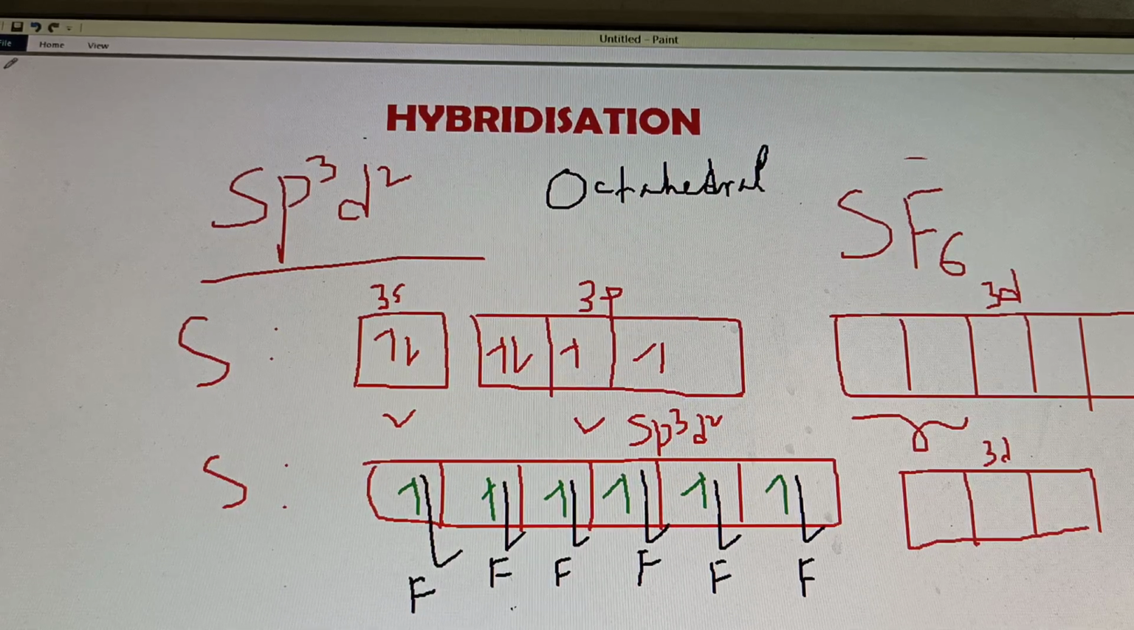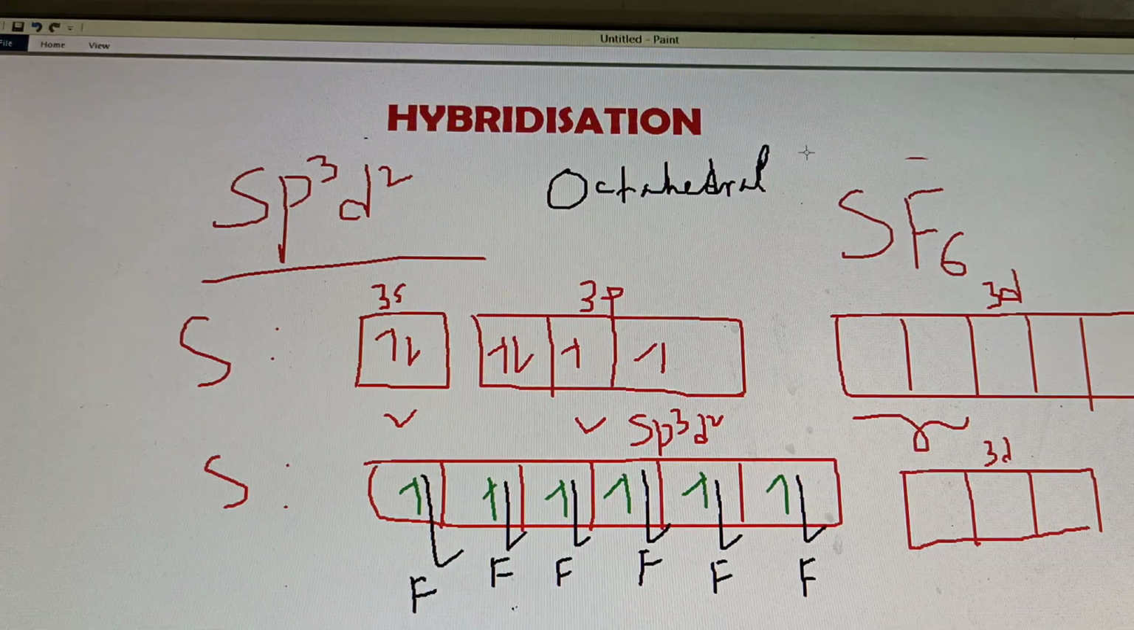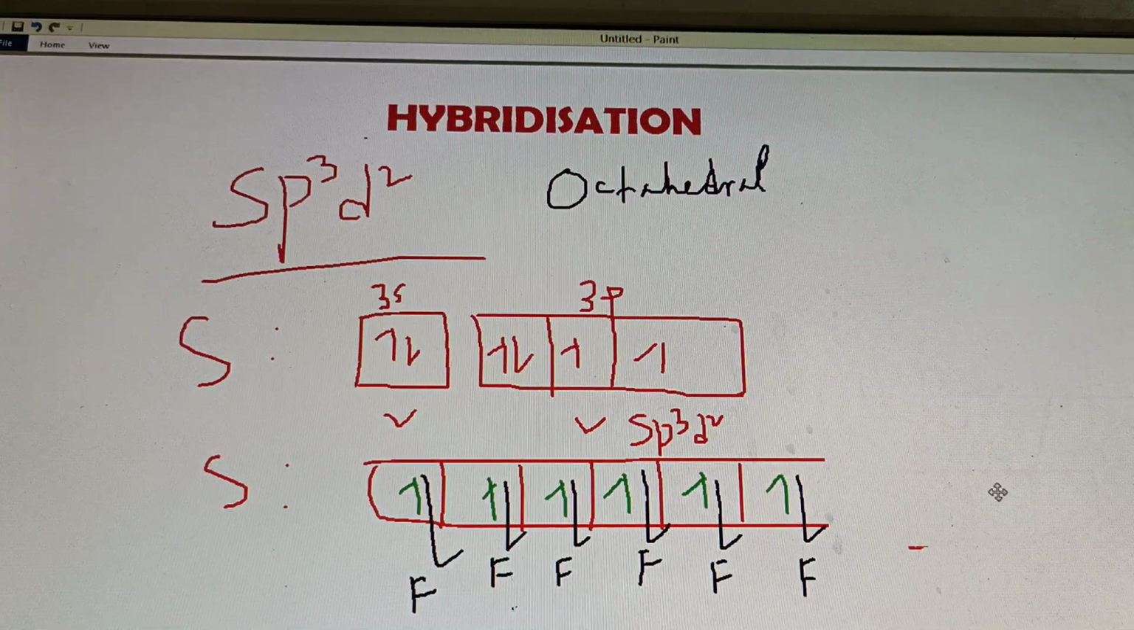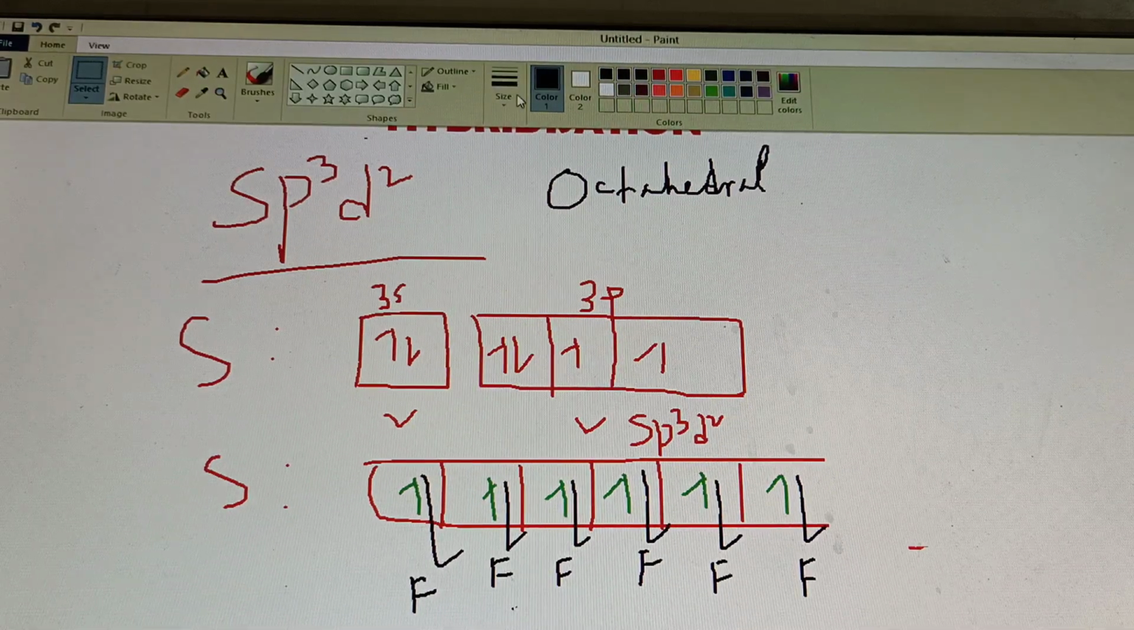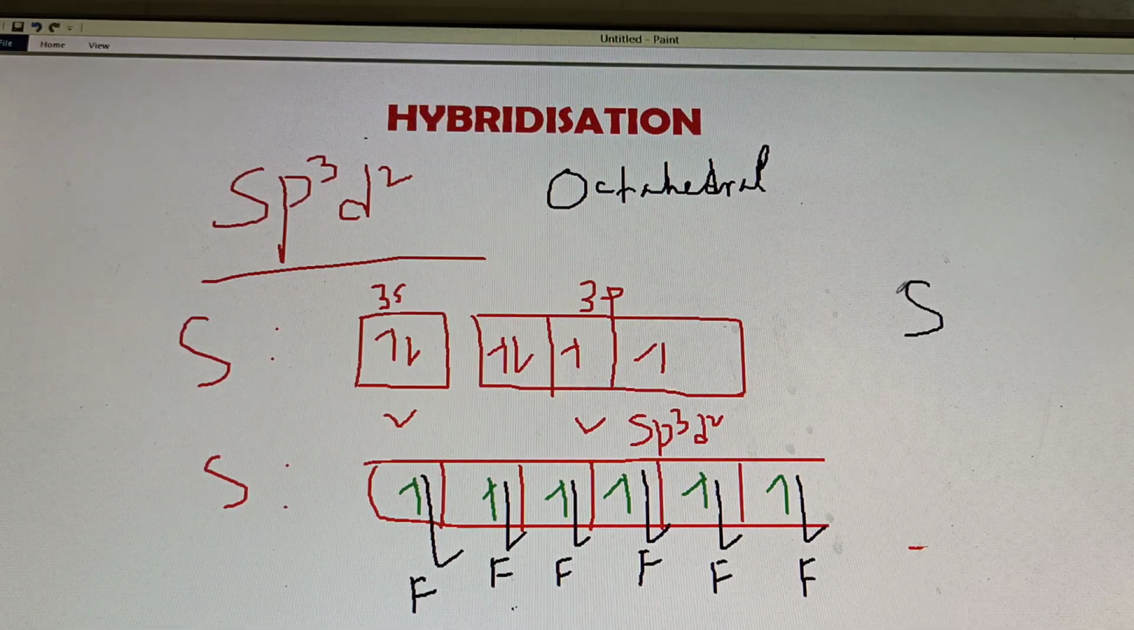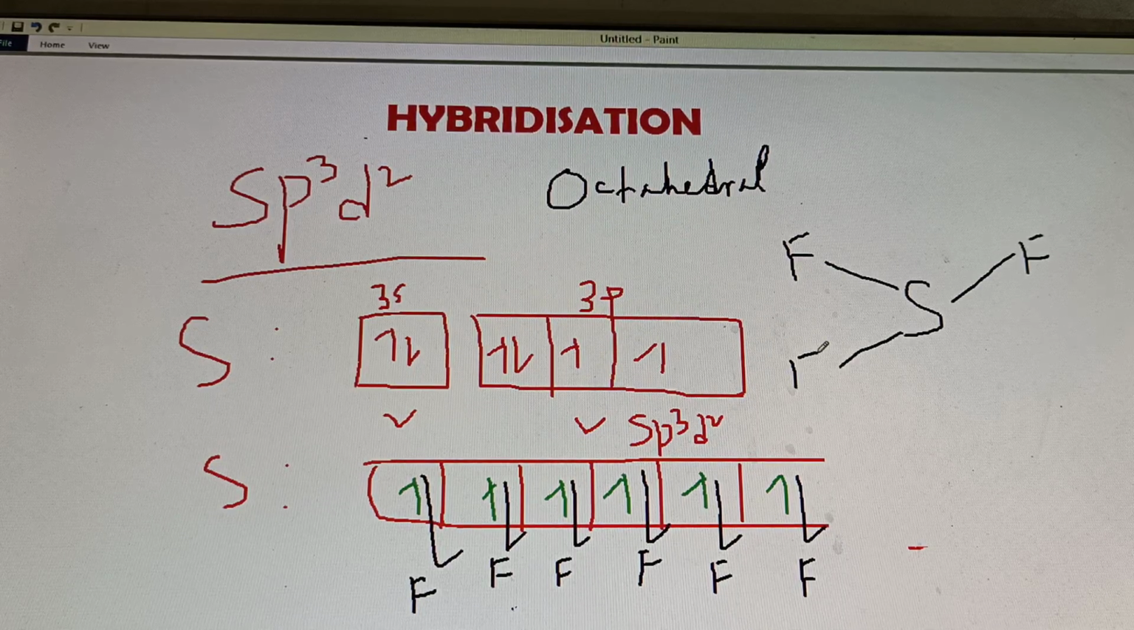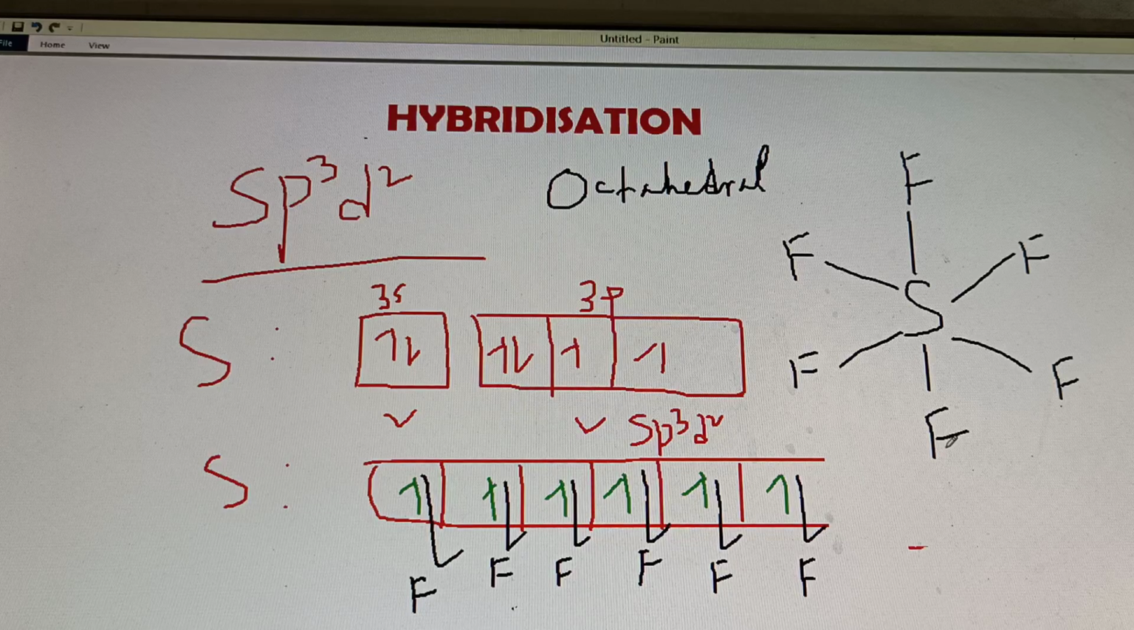So here the geometry will be octahedral. One sulfur atom, with fluorine, fluorine, fluorine, fluorine, one fluorine up, one fluorine down. So this is the structure and geometry of an sp3d2 hybridized molecule, that is octahedral.